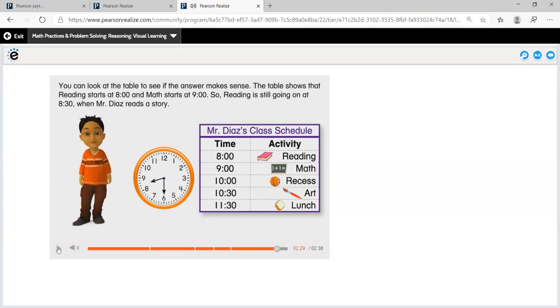If we look at the table, we can check to see if our answer makes sense. The table shows that reading starts at 8 o'clock and math starts at 9 o'clock. So if we think about 8:30, that comes between 8 o'clock and 9 o'clock. Reading would still be happening when Mr. Diaz reads the story.